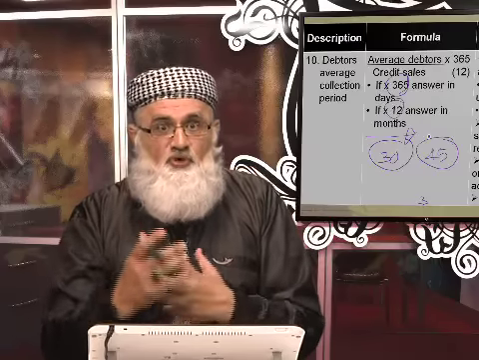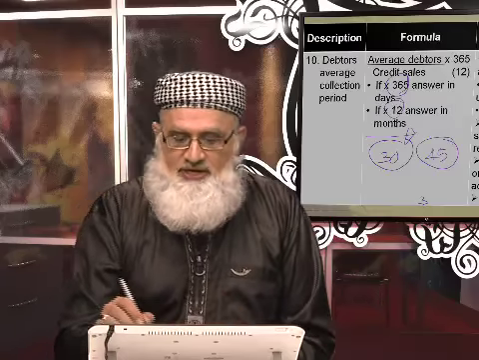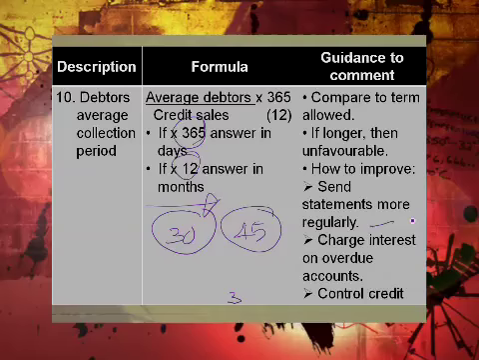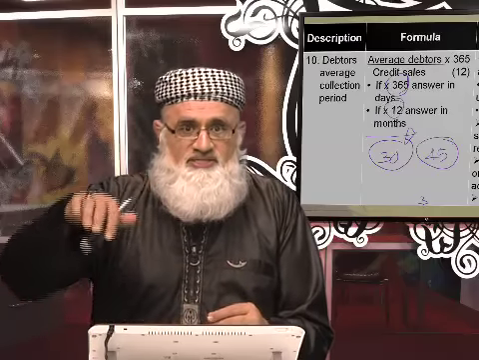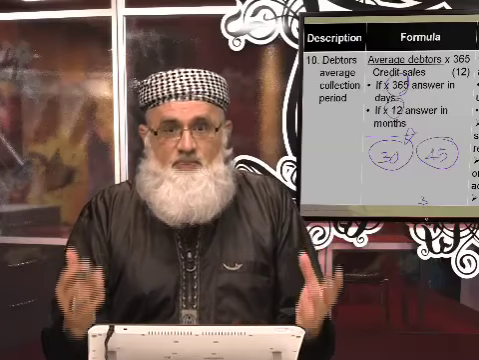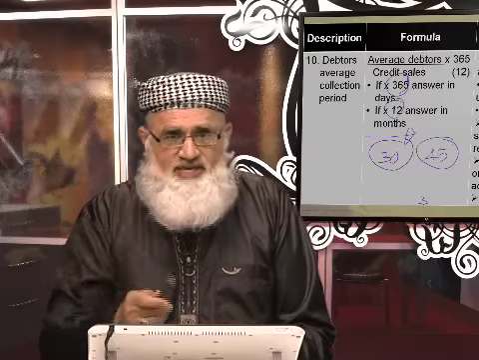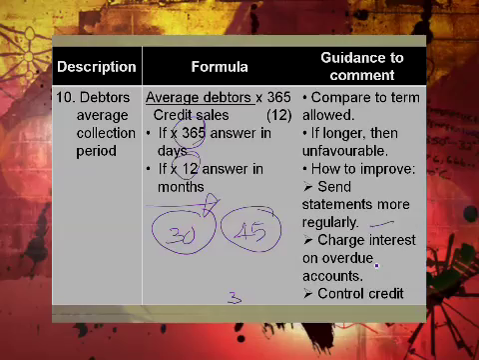How will you improve this? What can you do to solve this problem? Send out regular statements, right? Remember the carrot and the stick. In order to get a donkey to move, you can either dangle a carrot or you can beat the donkey. So the same way, we don't expect you to take a stick and physically beat your debtor, no. But you would charge interest on the overdue accounts. You would control your credit better.